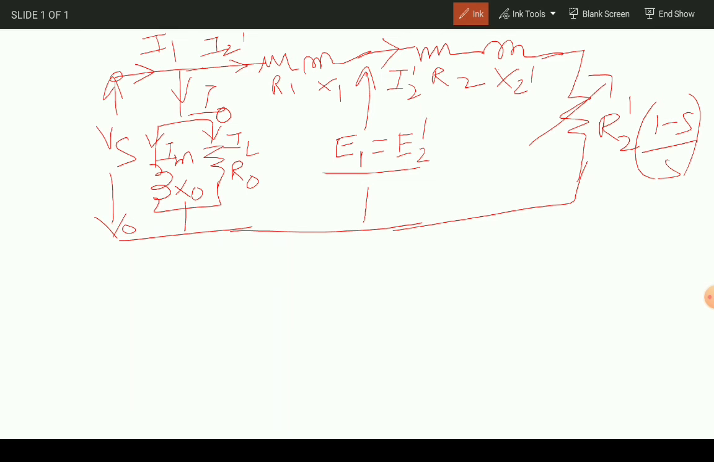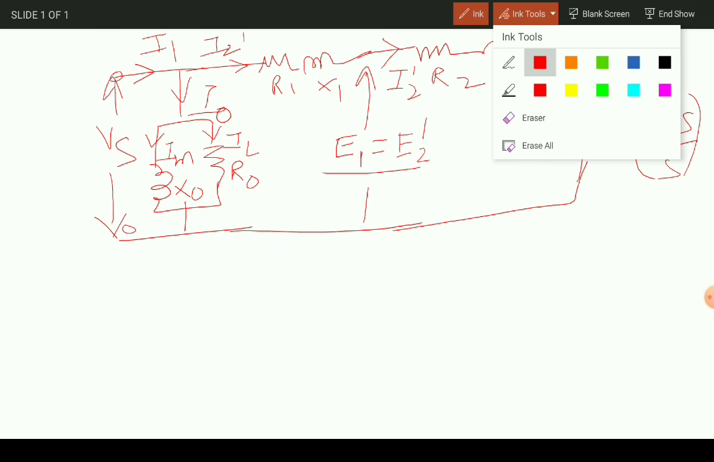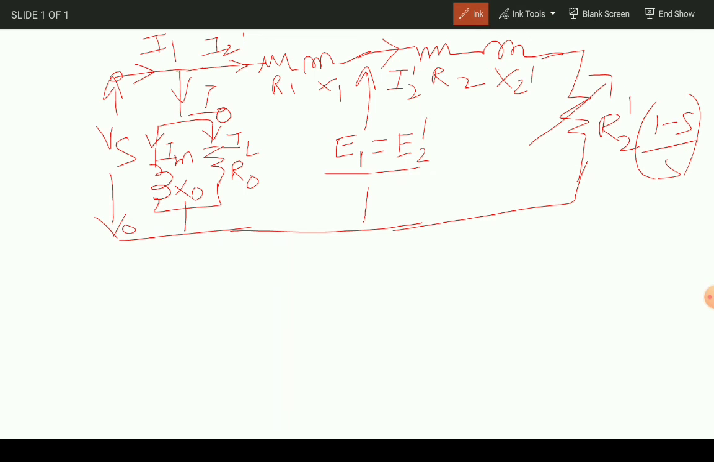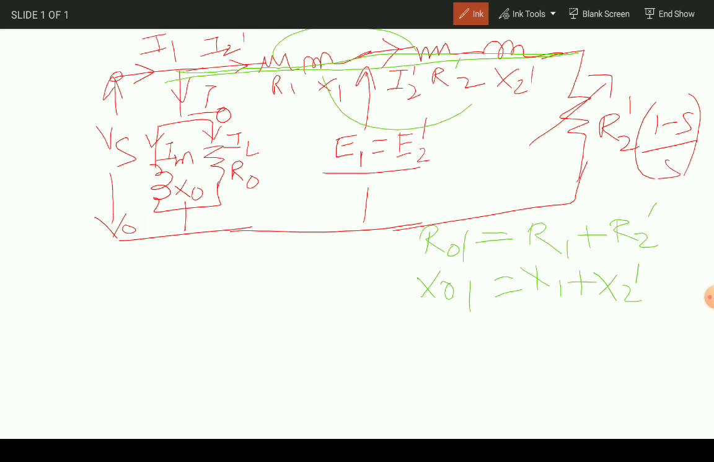And here this resistance became R2 dash times (1 minus S) by S. Now when we look at this, here I2 dash, here also I2 dash, so all these four are in series. So both the resistances can be added, here it is R2 dash because it is already shifted, and we can give the name R01. Then all the reactances can be added, that is X1 plus X2 dash.